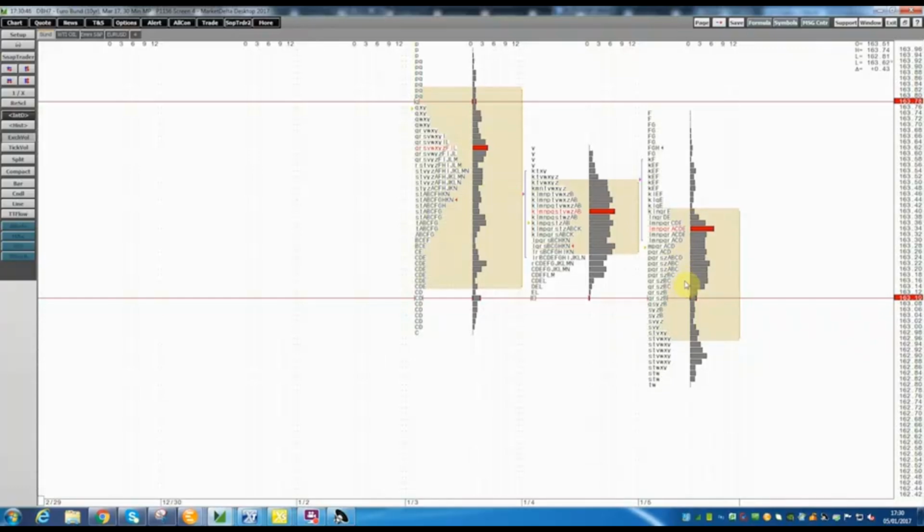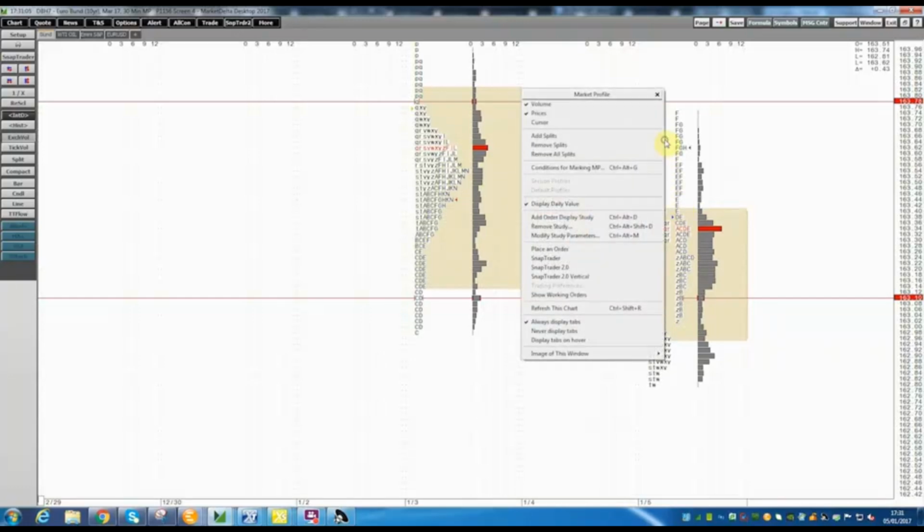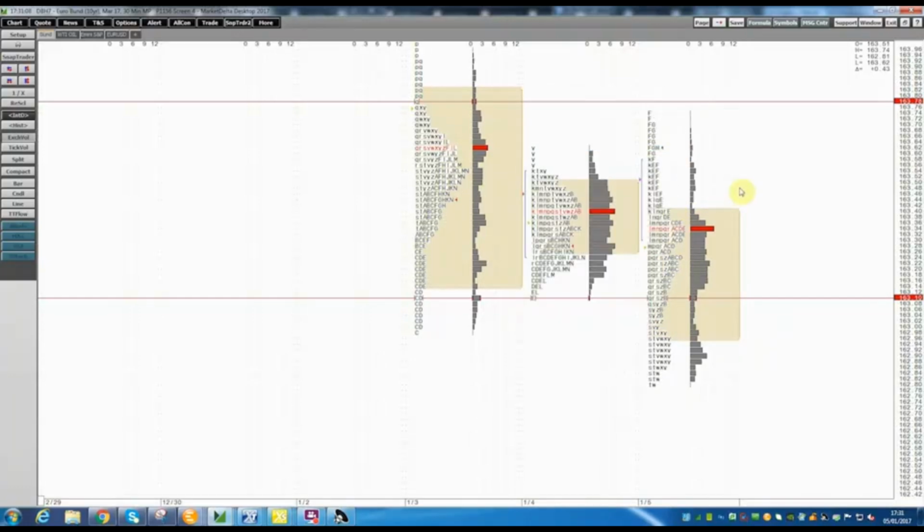If you just want to see various auctions that have taken place at some point during the day, you can click on the letter which you want to separate from the rest of the profile. This will then separate all letters that come and occur after the letter you've separated. Note, if you want to remove this again, simply right click and remove splits.